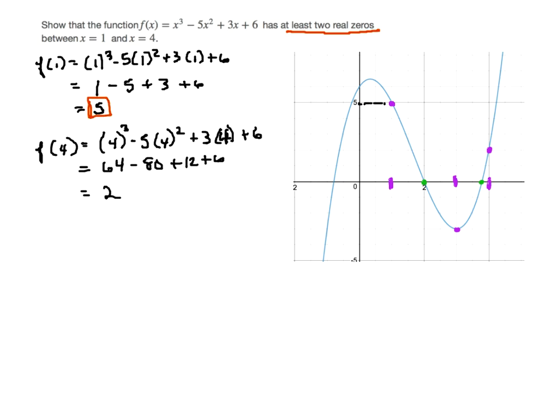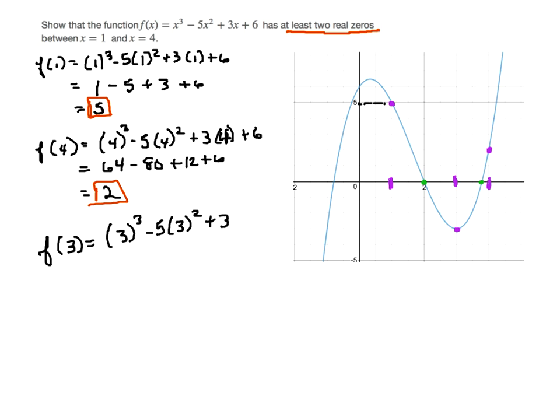Okay, so notice that both of these output values are positive. So if I just did the intermediate value theorem, I would say, no, there are no zeros between here. But it's saying, show that there are at least 2 real zeros. So because these are both positive, I have to choose that third value between 1 and 4 that yields a negative result, so I can see that I crossed over the x-axis. And the one I'm choosing to plug in is an f of 3. So we should expect a negative value to come out.